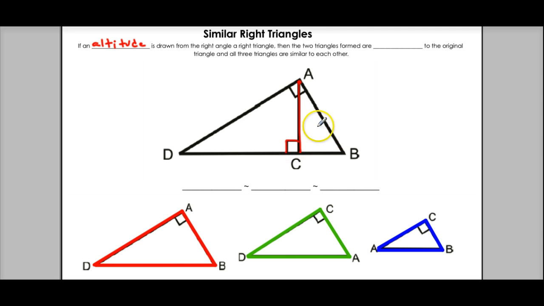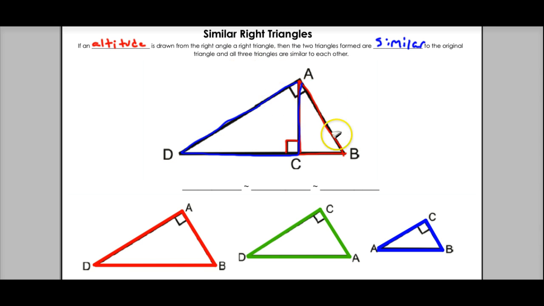So if I draw an altitude in a right triangle from the right angle, then the two triangles formed, this small guy right here and this guy over here, are similar to the original triangle, which is BAD, the big triangle right here. And all of these triangles, therefore, are also similar.